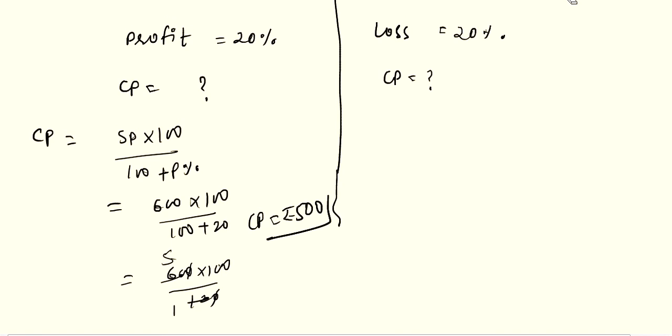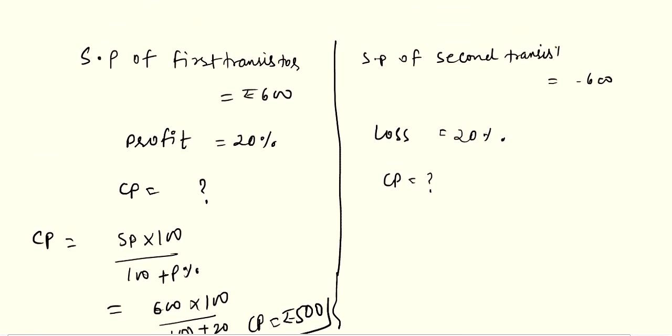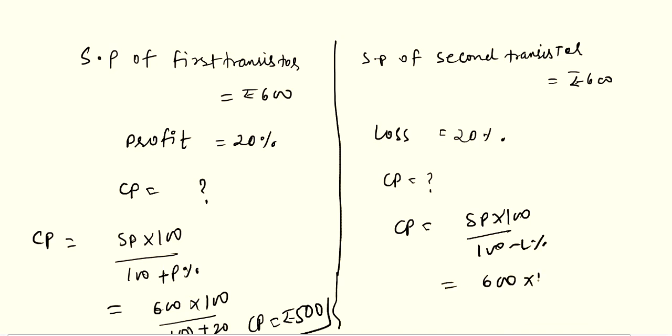Okay, so now we will solve the second case. So for the second case, CP equals what? SP into 100 upon 100 minus loss percent. So SP is 600 into 100 upon 100 minus loss percent. Loss is 20, so 100 minus 20, 80. So 0 and this 0 get cancelled.